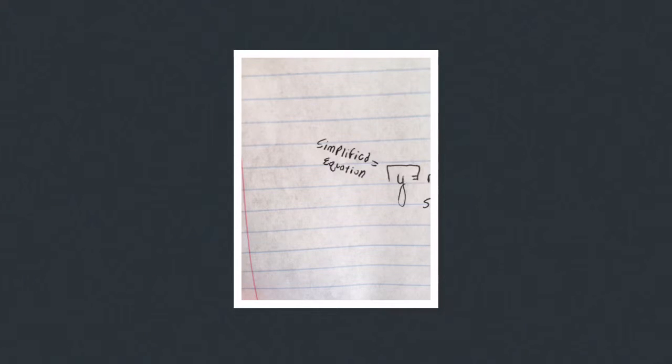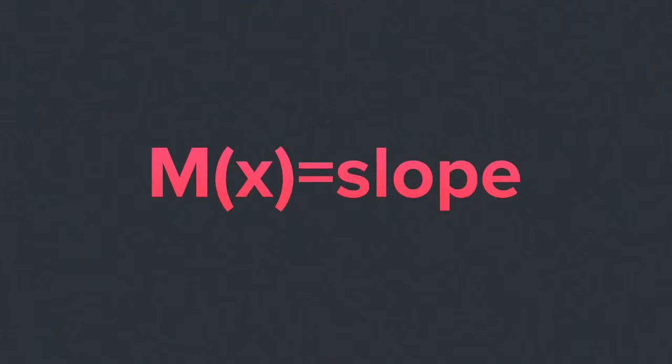Now this will always tell you that this is what you're going to graph. Okay, this is one of the most important things to know. As soon as you have y equals and then something after that, you're good. Start graphing this. Now on this side, you see that mx equals slope.